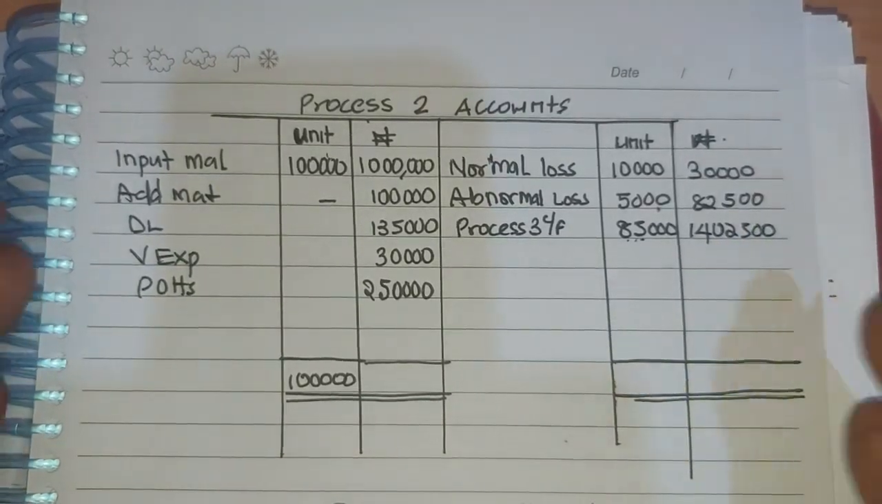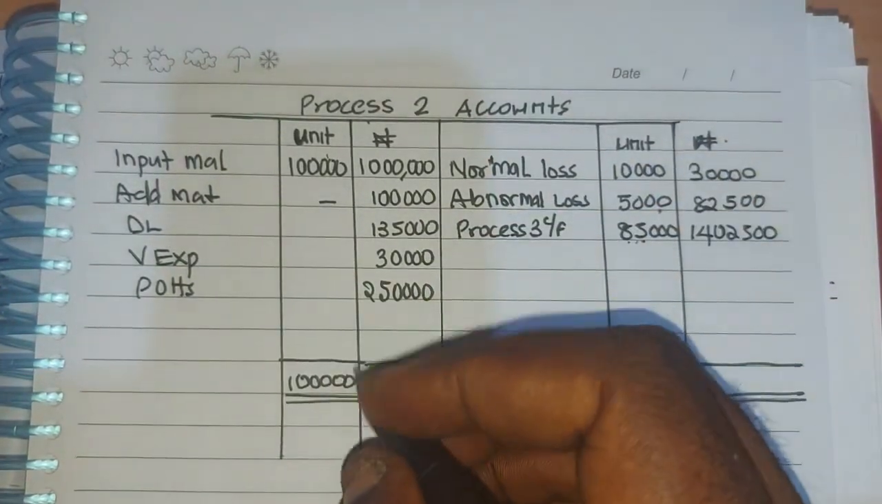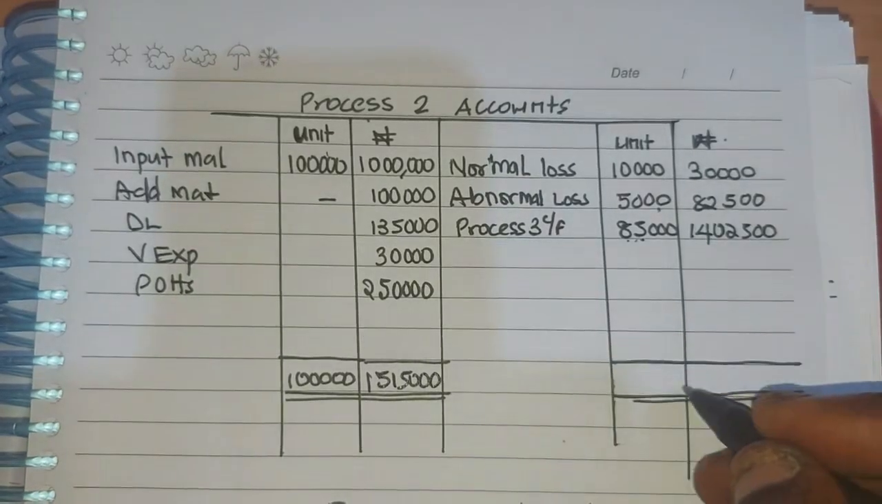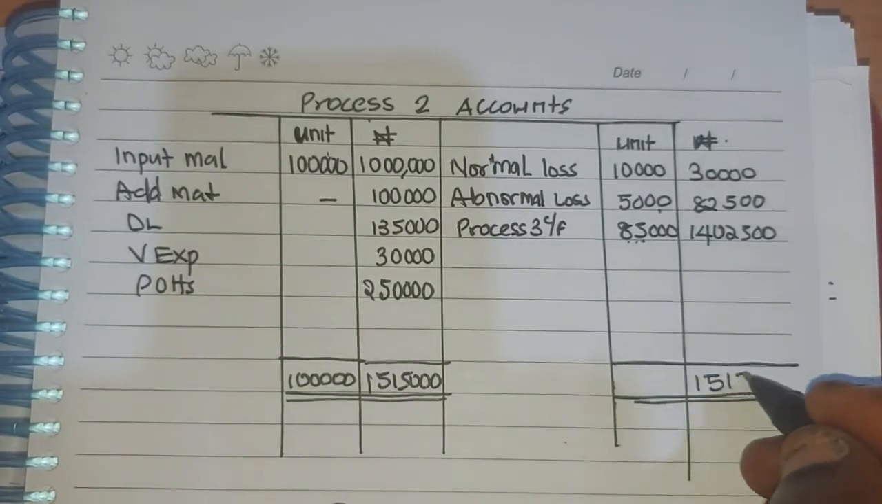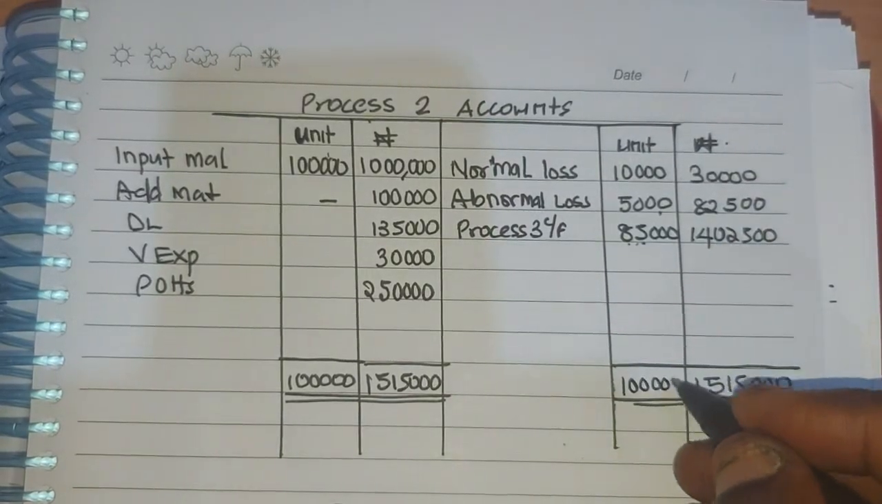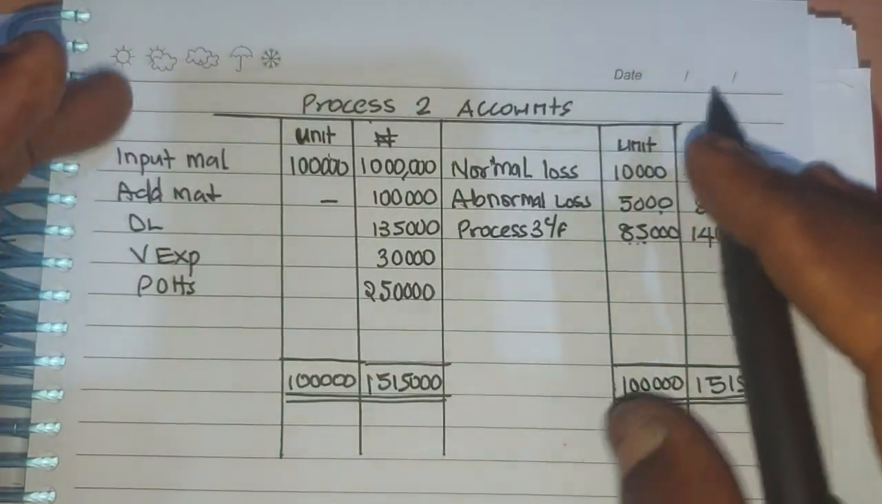Then these 2 accounts must balance. So let us add this side. It's going to give you 155,000, and this also will give us 1,515. So by the time you add this, it must give you the 100,000. So that is the process 2 account.